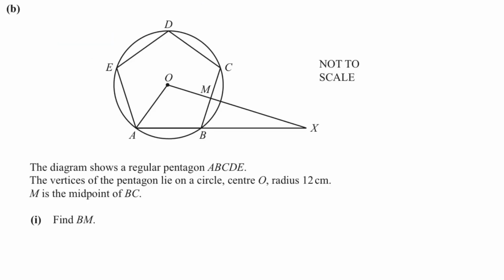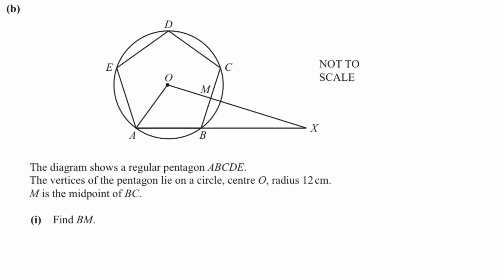In part B, we have been given a pentagon inside a circle and there's a triangle. And it's a regular pentagon, so all sides are the same. The vertices of the pentagon lie on a circle, center O, radius 12 centimeters. M is the midpoint of BC. So M is the midpoint of BC. It means it divides BC into 2 equal parts. BM is equal to MC. First question, find BM.